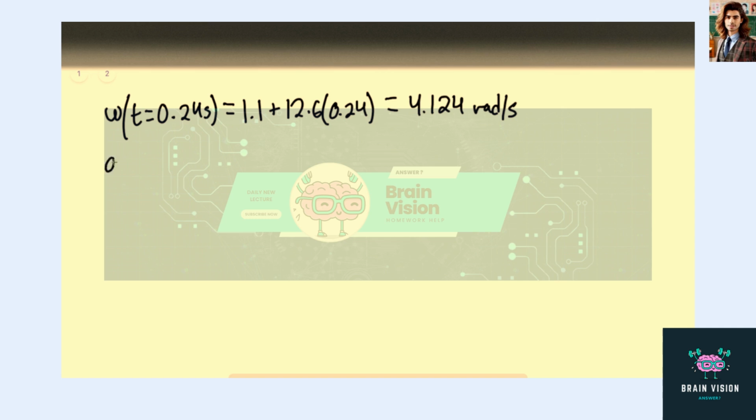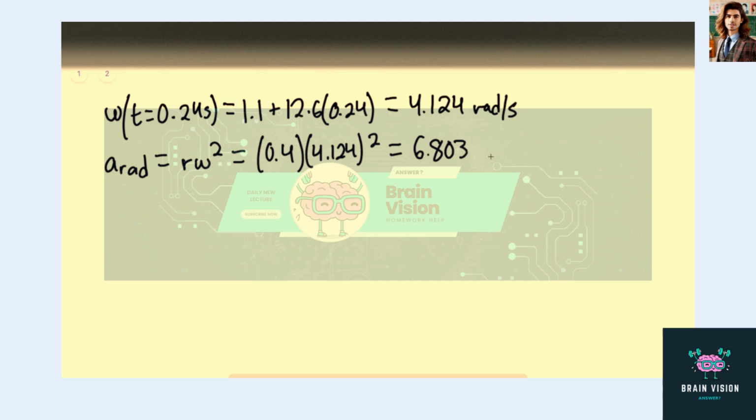At this point, we can find the radial acceleration and find that this is going to be equal to r omega squared. So this will be 0.4 times 4.124 squared, and this is going to be equal to 6.803 meters per second squared.